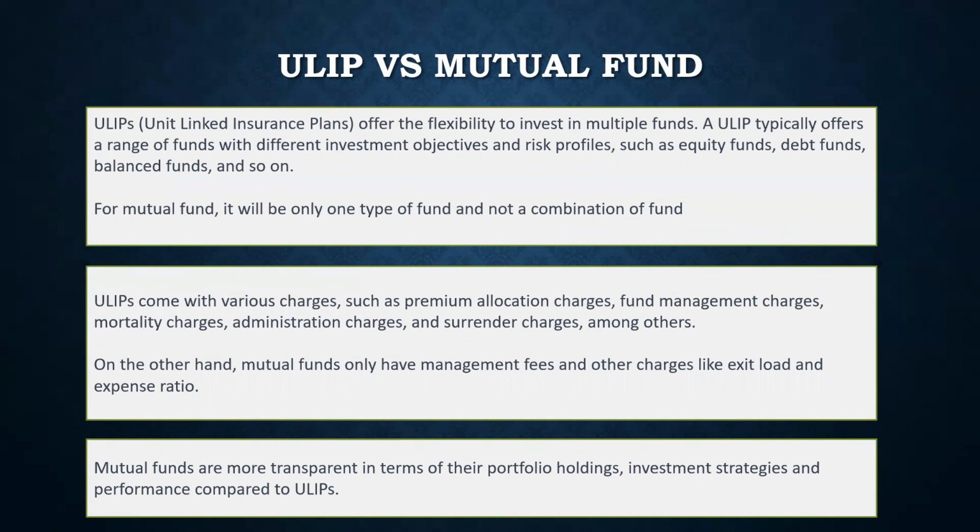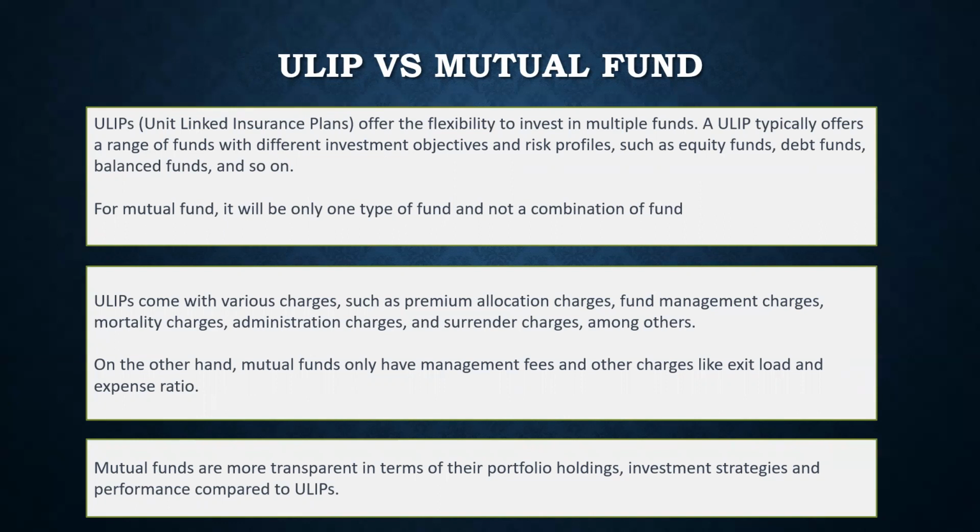So we have seen what is ULIP, and ULIPs are actually created based on mutual funds, that same concept. As I mentioned, the flexibility part is taken from universal life, and the fund concept is taken from mutual fund, right? So ULIPs are unit linked, and offer the flexibility to invest in multiple funds. You typically get a range of funds with different investment objectives and risk profiles, such as equity funds, debt funds, balanced funds. So you can invest a portion in equity fund, a portion in debt fund. You can also switch between funds, right? You can also move to only a single fund, then it would be the same as a mutual fund, right?